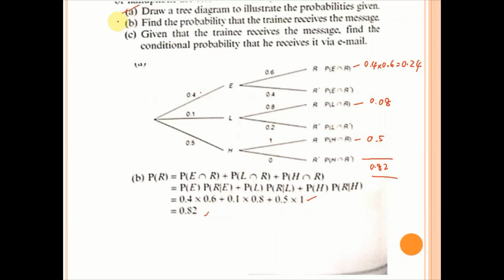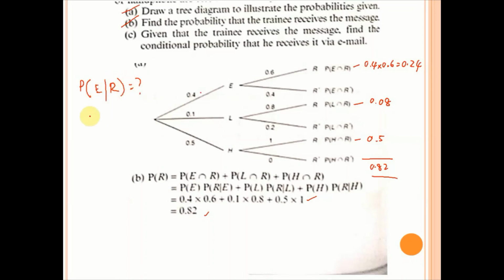Okay, so we find B. Next, C: given that the trainee received the message. Nampak tak? Ini adalah conditional probability. Given that the trainee received the message, find the conditional probability that he receives it via email. So, probability kita nak cari adalah, sekarang ni trainee tu mesti receive the message, mesti R. And what is the probability that the teacher dia hantar guna email? This is what we want to find: hantar guna email, given that it must receive.